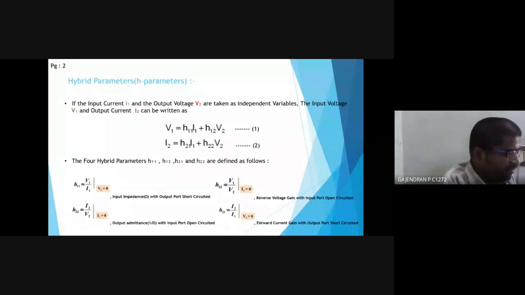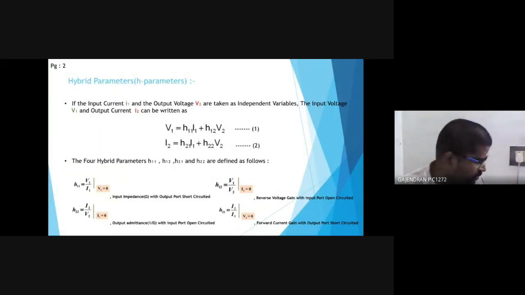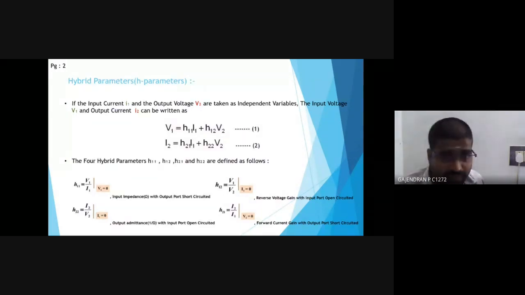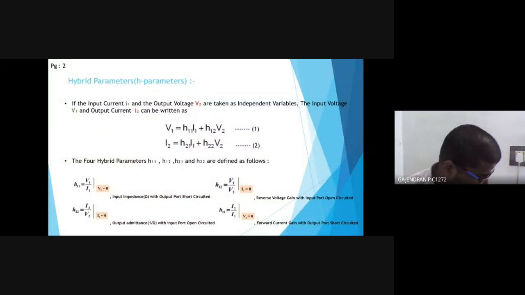As you can see, to get H11, we simply need to substitute V2 as 0. And if you substitute V2 as 0, you will get H11 equal to V1 by I1. And H11 is nothing but the input impedance. And to get H12, we need to substitute I1 equal to 0 in first equation, and we'll get H12 as V1 by V2, and it's called reverse voltage gain.